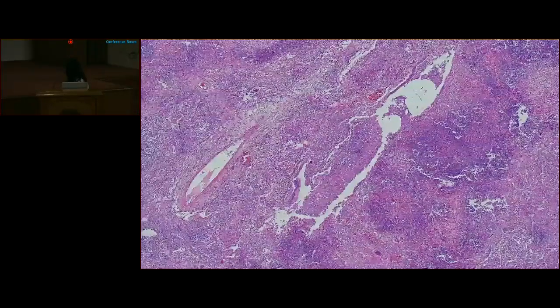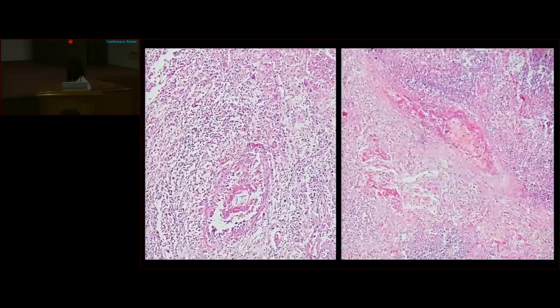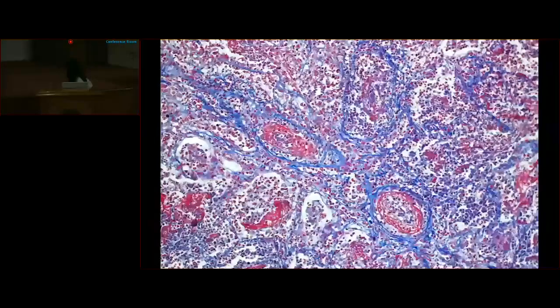On further magnification, we can appreciate that these areas of necrosis comprise numerous neutrophils and karyorrhectic debris, along with foreign body type giant cells and fibrosis. Now the vessels adjacent to these areas of necrosis show transmural inflammation along with fibrinoid necrosis and intraluminal thrombi. This is the thrombus. And on performing the Martius scarlet blue staining, we can appreciate this fibrinous thrombus is further confirmed.